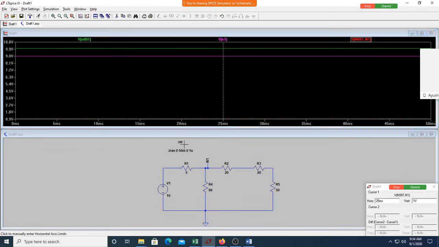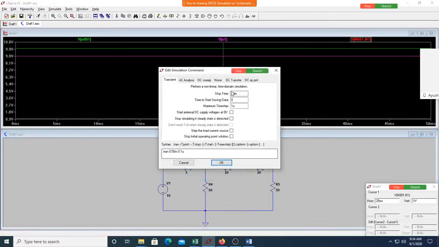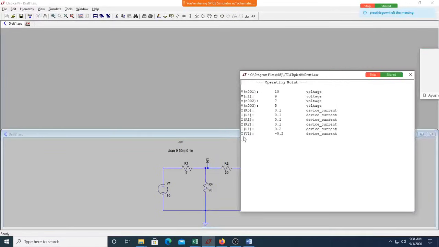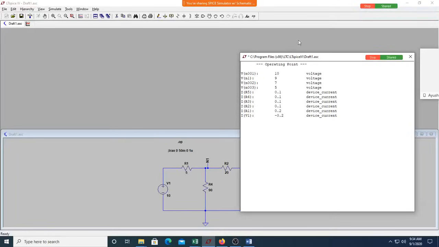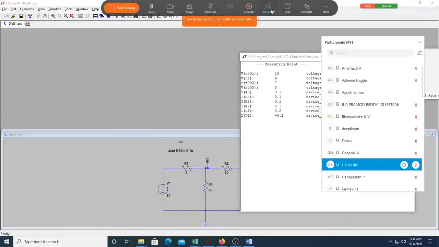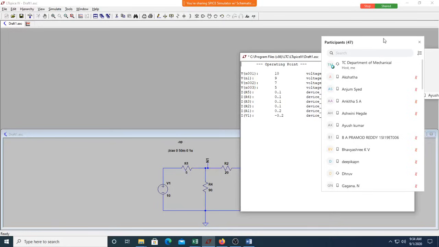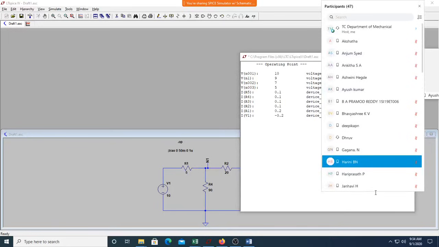Okay, let me do .op now. All of you write the equation. I'll just pick a student and ask him or her to tell the equation. The equation writing is over.